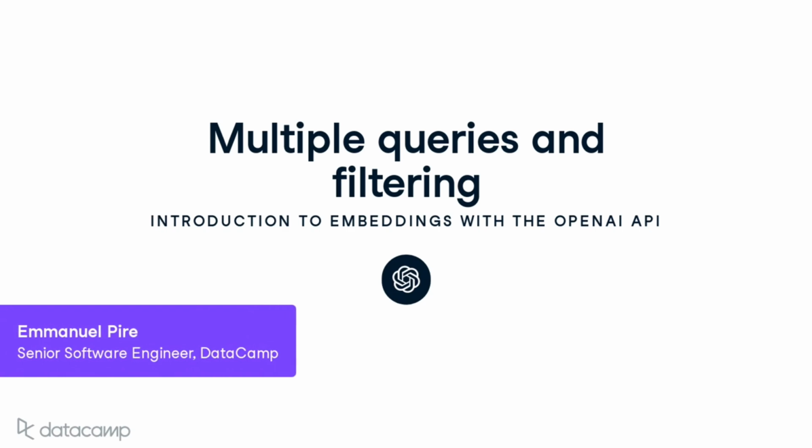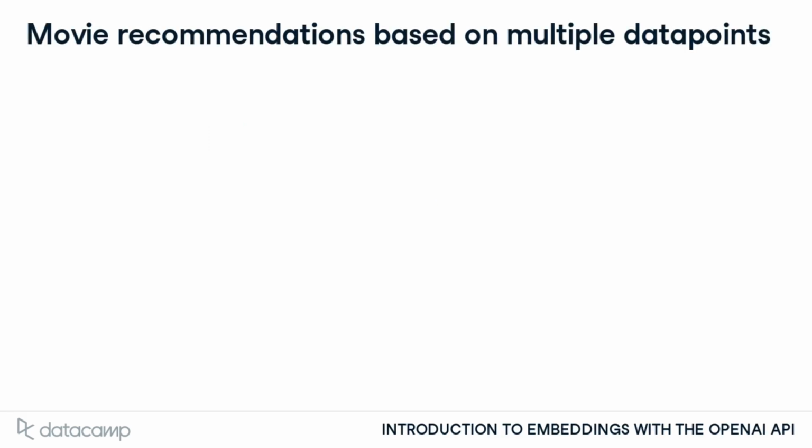Hi again! In this final lesson, we'll take a look at more advanced ways to use Chroma by performing multiple queries and filtering with metadatas. Let's dive in. In the previous chapter, we used embeddings to make recommendations based on multiple data points. Let's do the same with the Netflix dataset and Chroma.